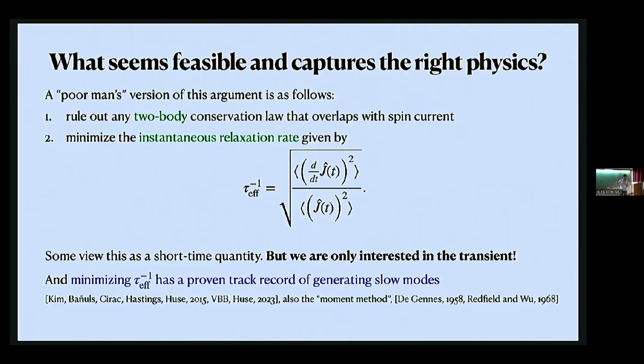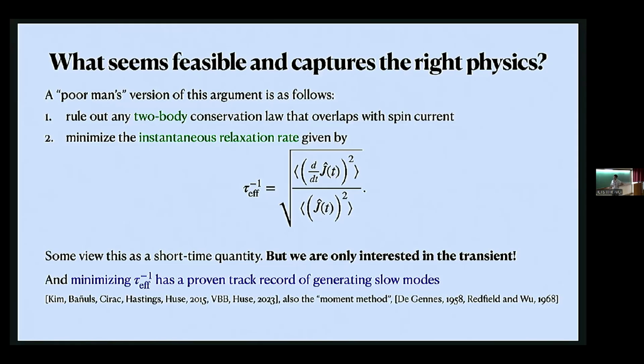Some people view this as a short time quantity because you should take J0 times JT. But the reason I don't particularly care that it's a short time quantity from the Kubo viewpoint is that we're only interested in the transient. This is dynamics that's dominated by the transient, so to capture the transient, it makes sense to focus on transients. And minimizing this quantity has actually been pretty effective at generating slow modes in practice. The first paper to do this was by Hughes and collaborators back in 2015. We did something similar for 1D fermionic chains recently, and similarly found we could make very long-lived and quasi-ballistic currents.